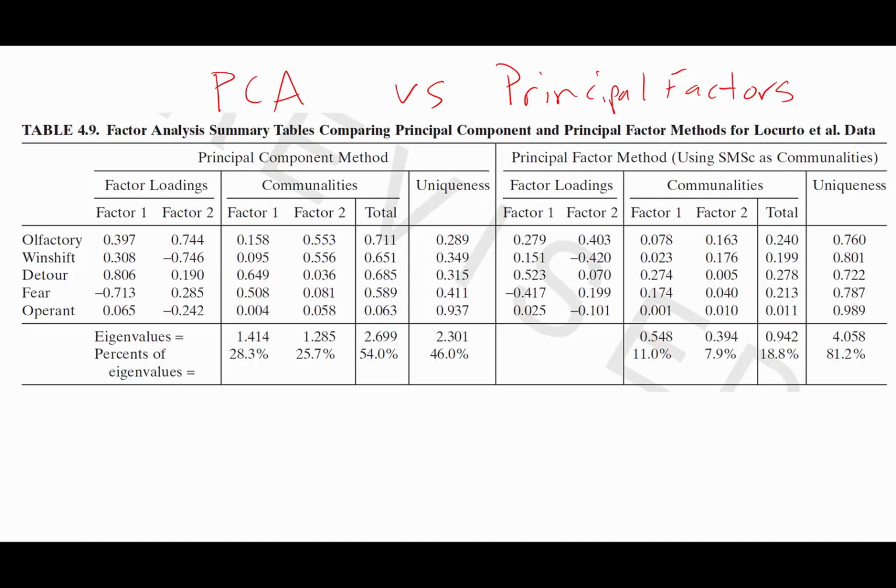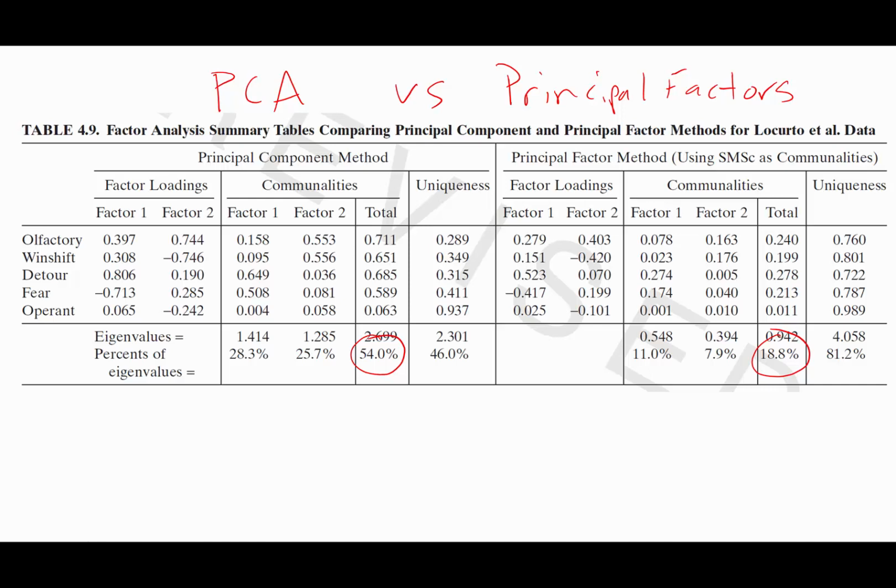Notice when we look at the principal component method, look here at the 54% versus the principal factors, we have 18.8%, indicating that the principal component method accounts for almost 3 times as much variance with 2 factors compared to the principal factors method. And this is because the principal factors method has unusually low values of the squared multiple correlations due to the spread of the variables in that data set.